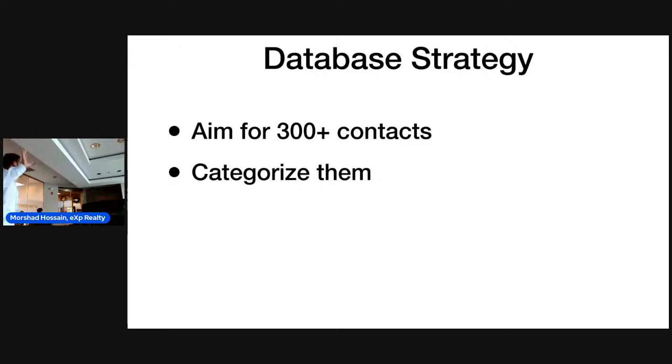So we just covered all the different ways you can build your database. So what is the ultimate goal? The eventual goal is to get 300 contacts in your database and then categorize them, right? Or ideally, you should be categorizing your contacts as you're putting them in. But you want to get to that 300. Why? Because 300 is like the perfect number.